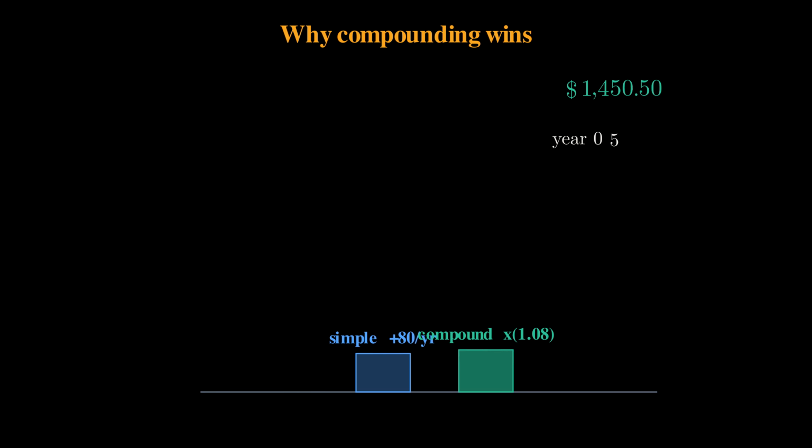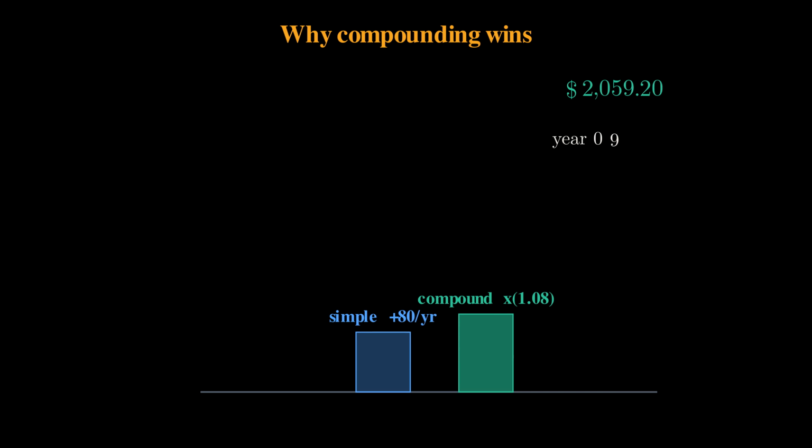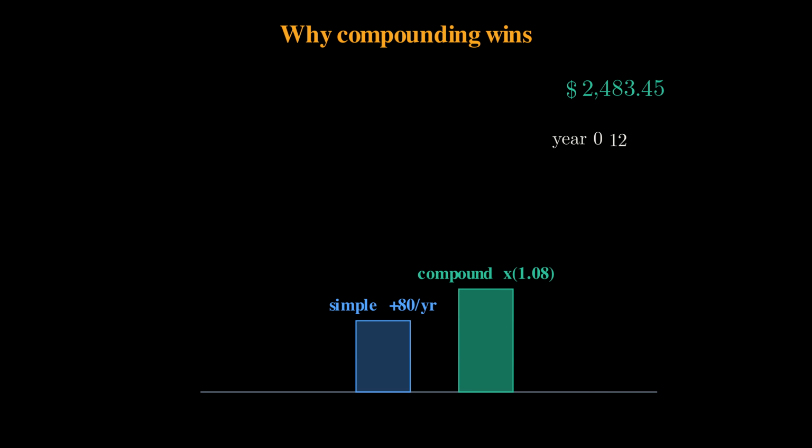But keep going. The compound bar starts pulling ahead, and the gap between them doesn't just grow. It grows faster and faster. Because compound interest is earning interest on interest the other account never sees. After 12 years, the compound account holds about $2,500 versus $1,960 for simple. And every year after, that distance only widens. Same rate, same start. The multiplying is what does it.